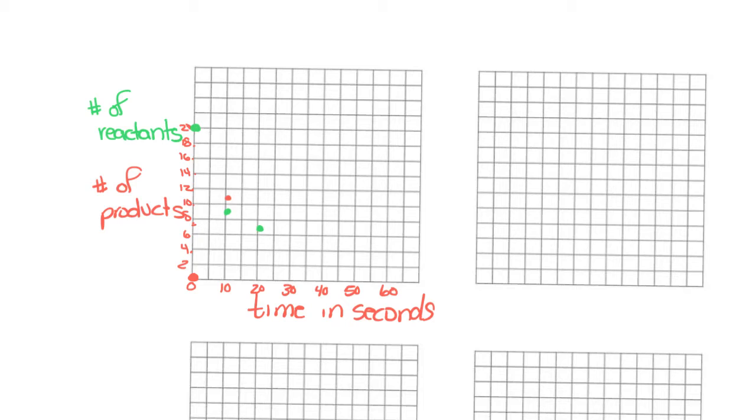Get a red pen out. 13 red ones. So 13's right around here. Okay, so you can start to see that your green line, let's get a green pen again, your green line is going to go like this, and your red line is going to go like this. Okay, so that's for experiment 1. And then you're going to change different variables for experiment 2, 3, and 4, and you're going to fill in those charts.